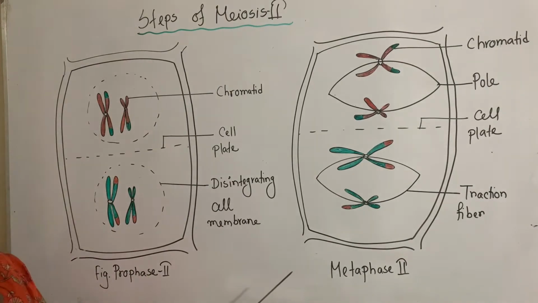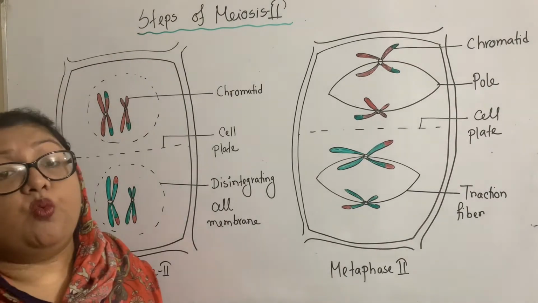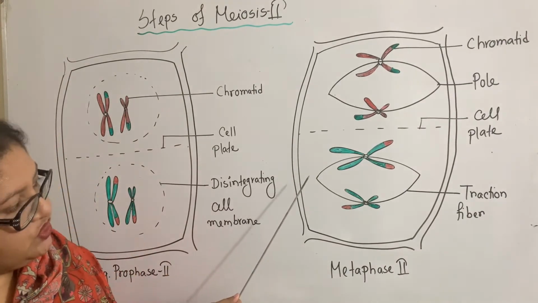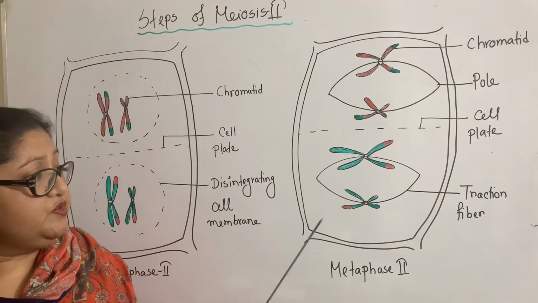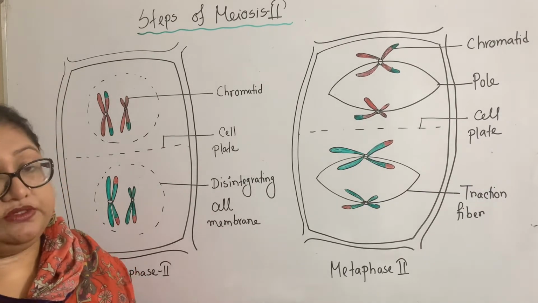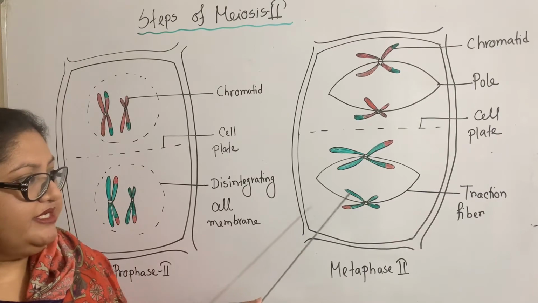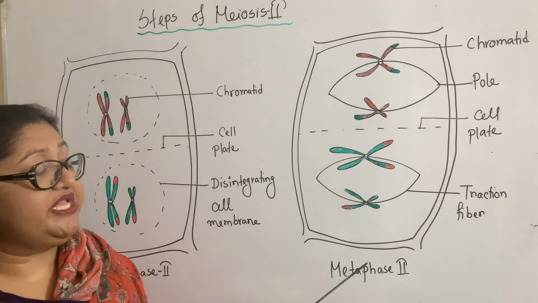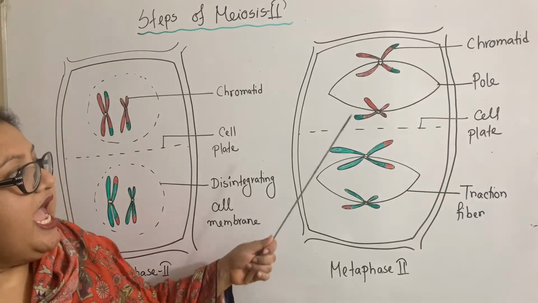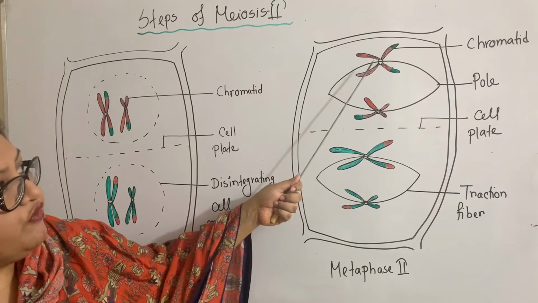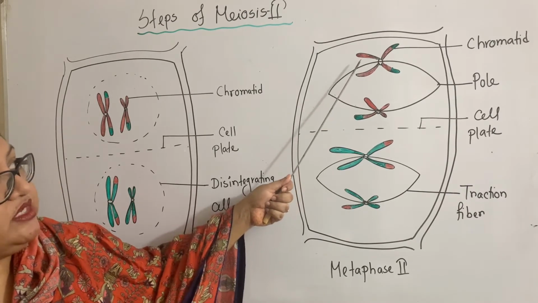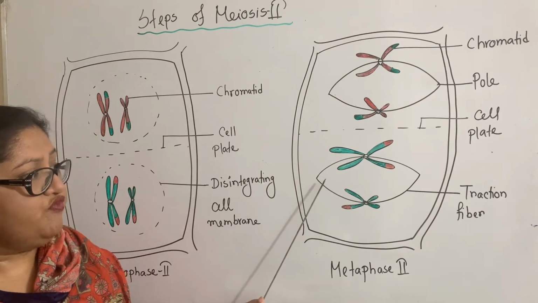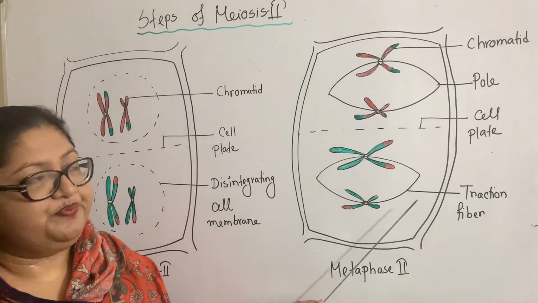Now, metaphase 2. What are the characteristics of metaphase 2? As in mitosis, you can see that the spindle apparatus is produced here also. During metaphase 2, the chromosomes become shortest and thickest, and you can see the centromeres of the chromosomes remain attached with the spindle apparatus. These spindle fibers are known as traction fibers.